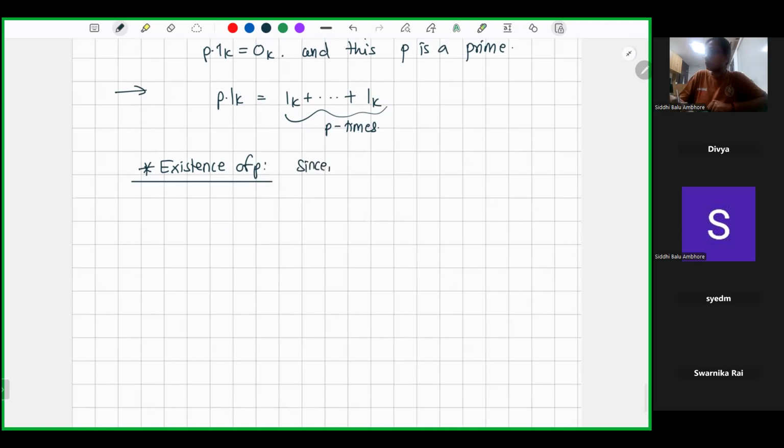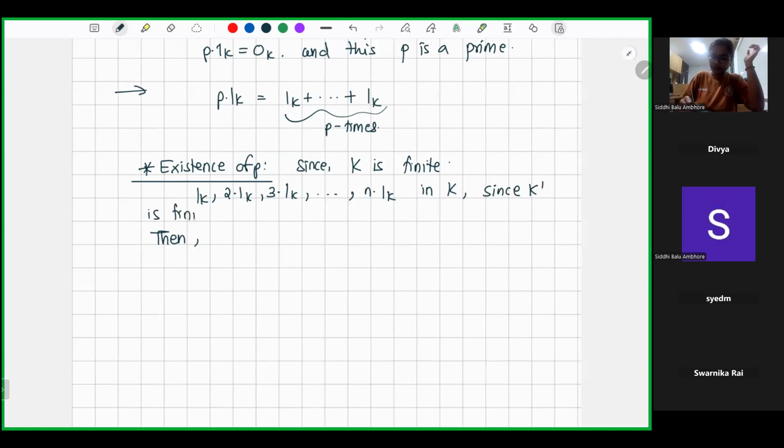So since K is finite, if I take 1k, 2 into 1k, 3 into 1k, and so on up to some n into 1k in K, then since K dash is finite, these elements must repeat.